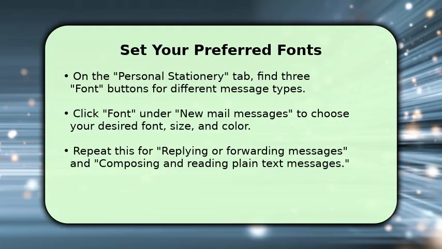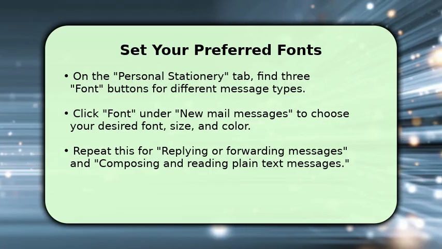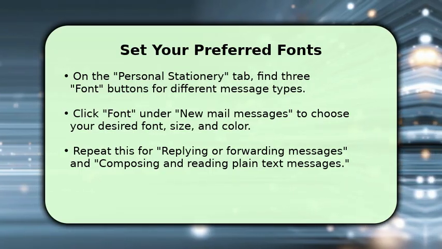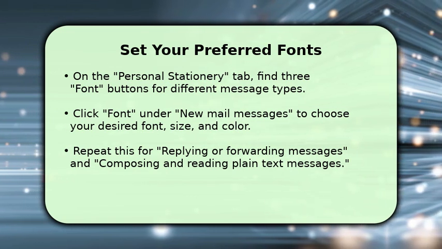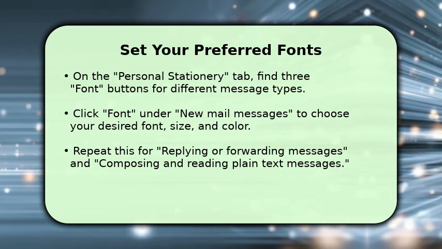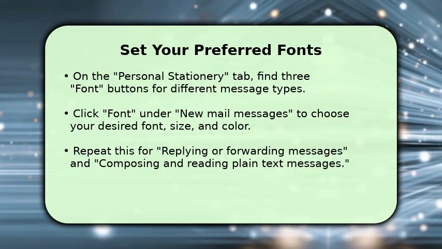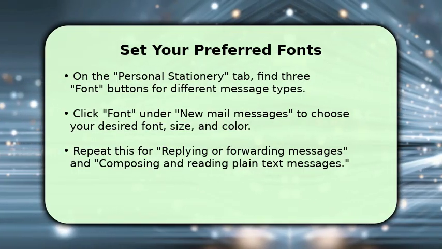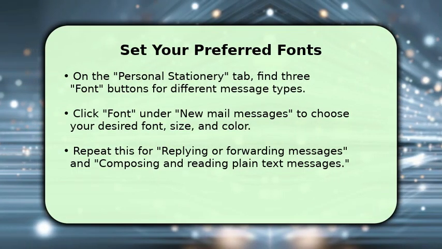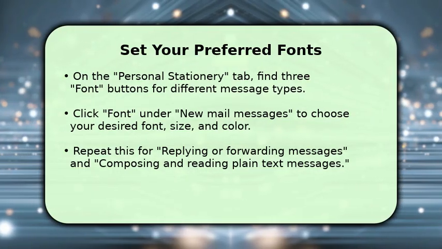Within the Signatures and Stationery dialog, you'll see three distinct font buttons. These allow you to set preferences for new emails, replies, and plain text messages separately. Click the Font button for new mail messages first. A new window will appear, letting you select your preferred font, style, size, and color. Choose your settings, then repeat this process for the other two message types to ensure consistency across all your communications.